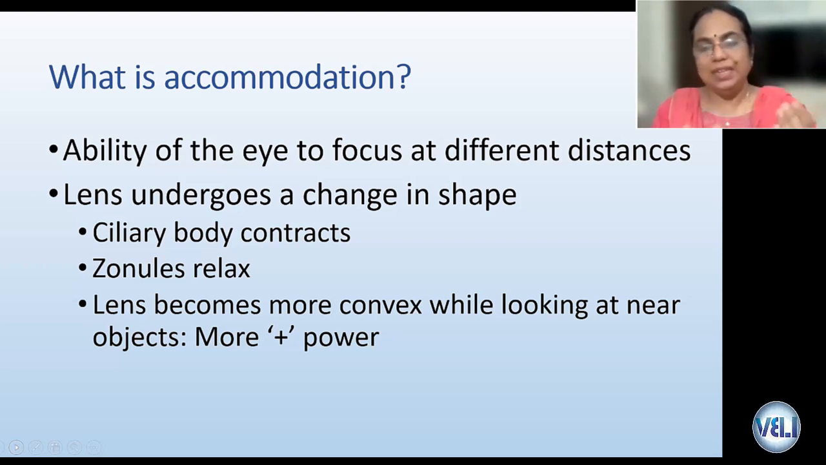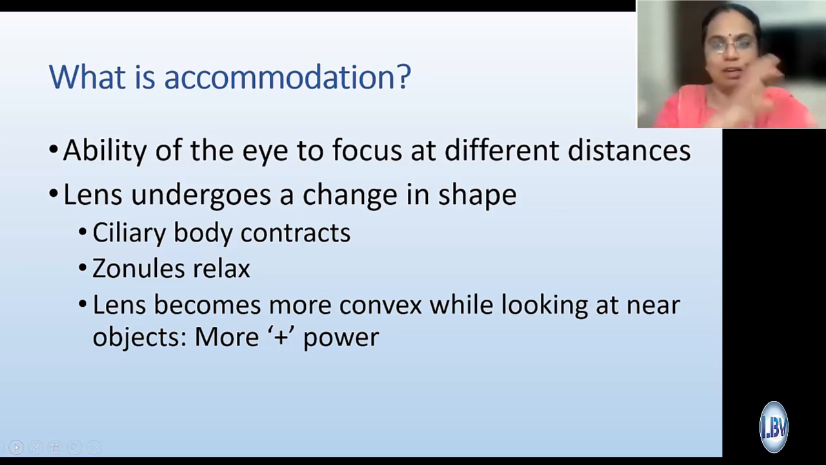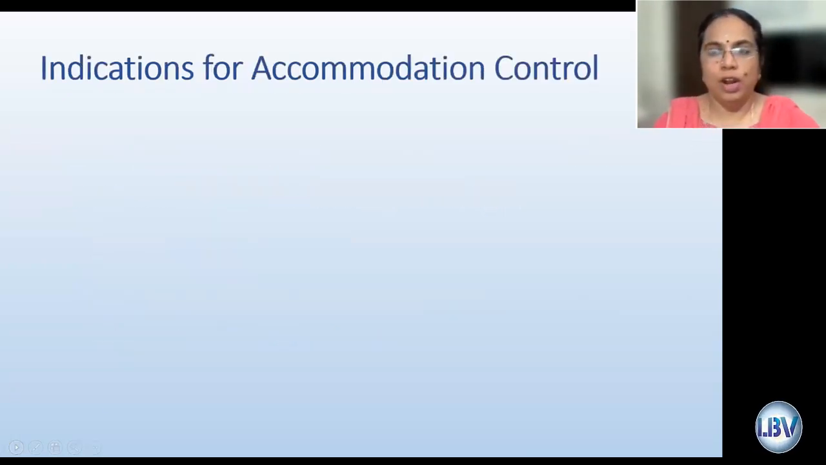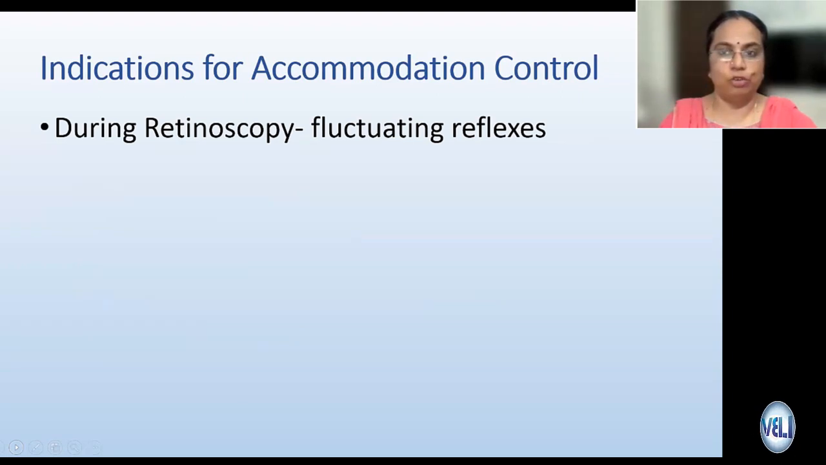And sometimes when it becomes more biconvex, it is not able to relax completely. And when it doesn't relax completely, that is what we call spasm of accommodation. So this is just a very quick recap of what accommodation is and what spasm of accommodation is. And this will take me forward in my talk right now. So what are the conditions or situations where we need accommodation control?